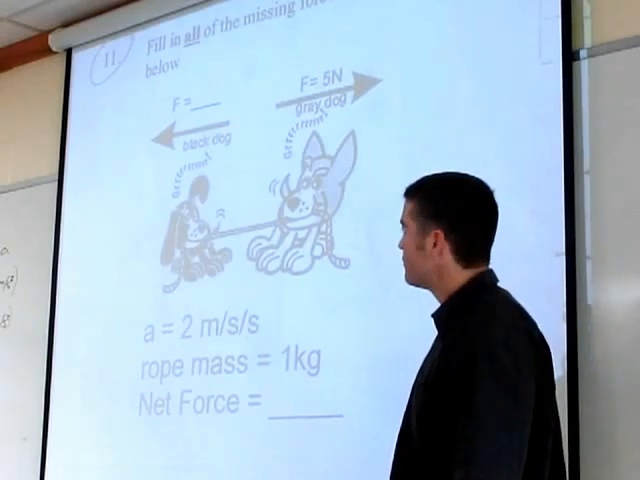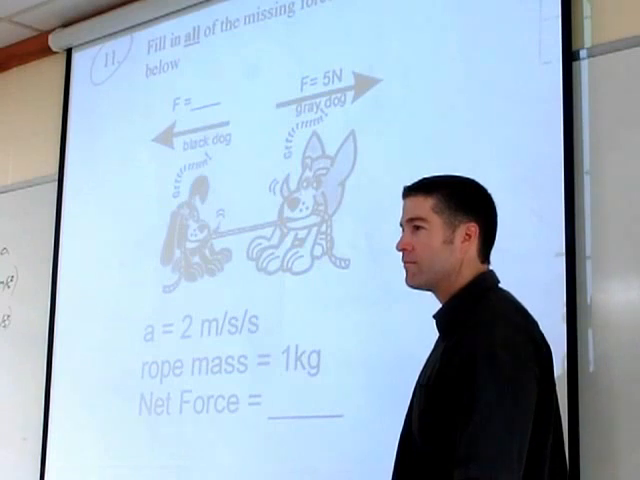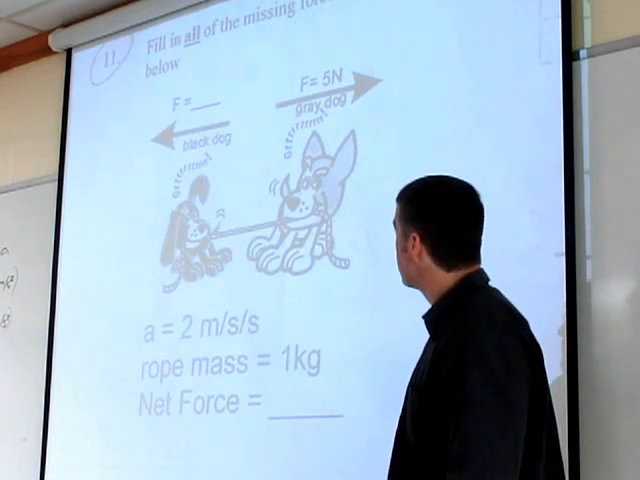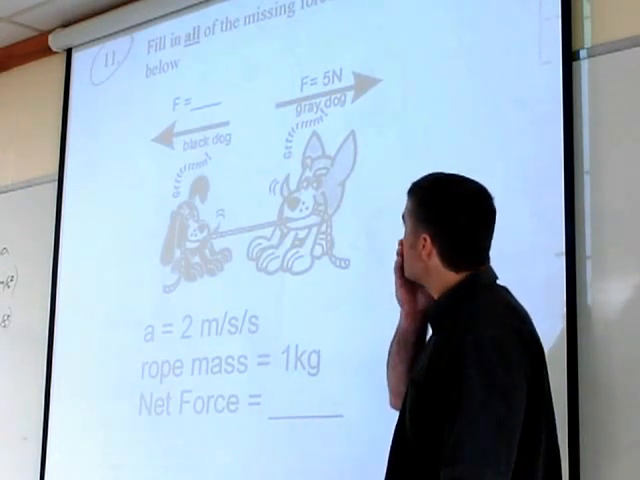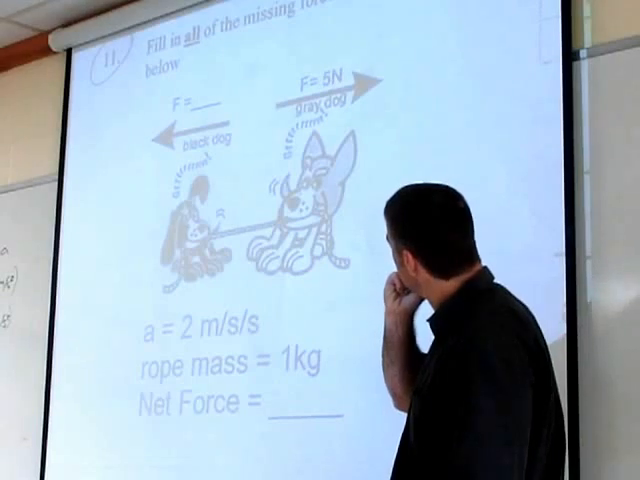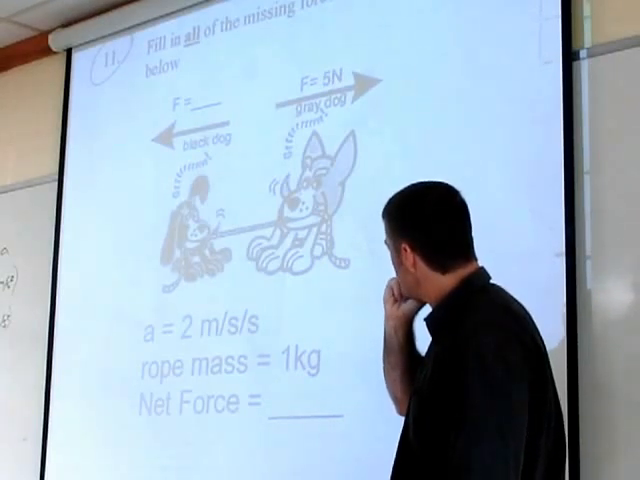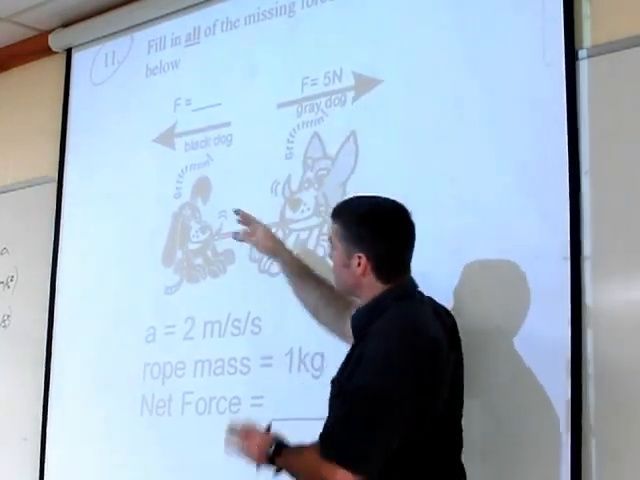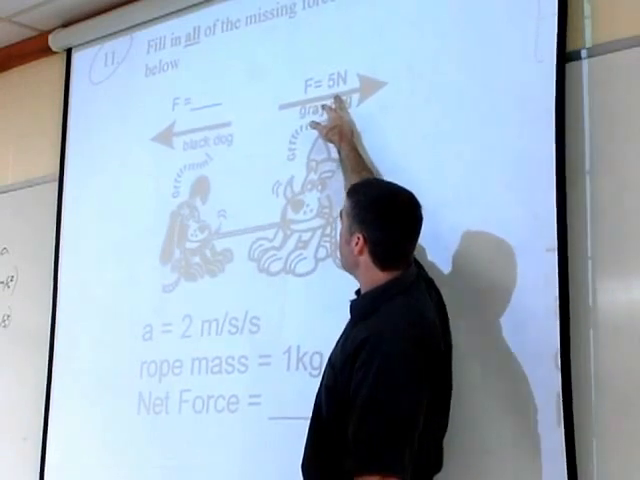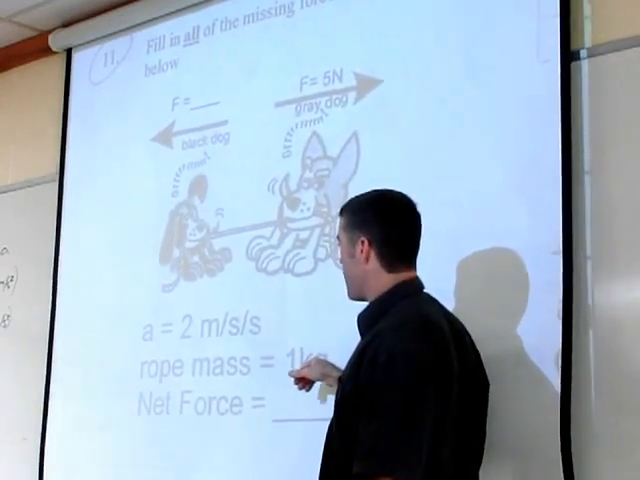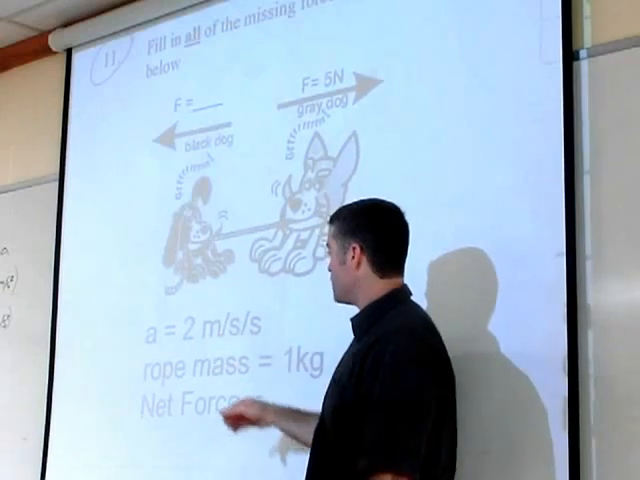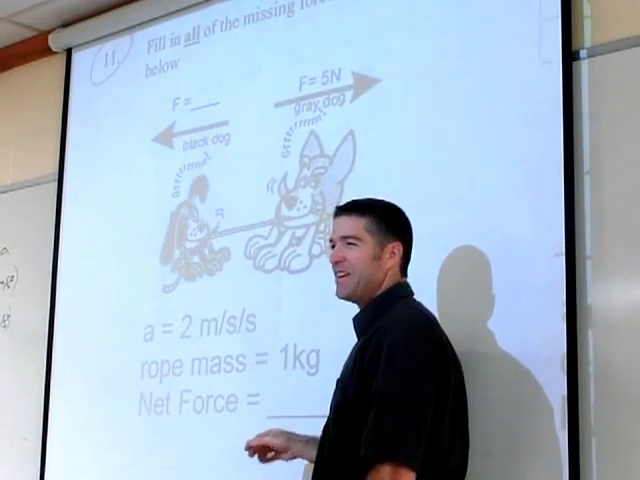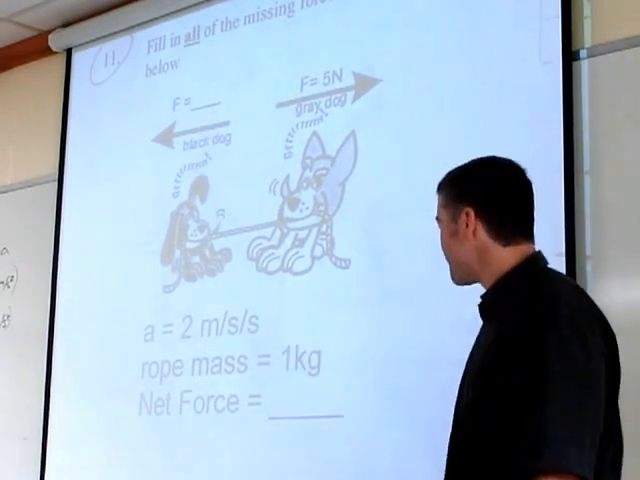5 newtons times 1 kilogram. No, 5 newtons equals the mass 1 kilogram times 2 meters per second squared. So if you just use F equals ma and you put this in for F, and you put this in for the mass, and that in for acceleration, then you have 2 times 1 equals 5. But remember, we're barking up the wrong tree there.